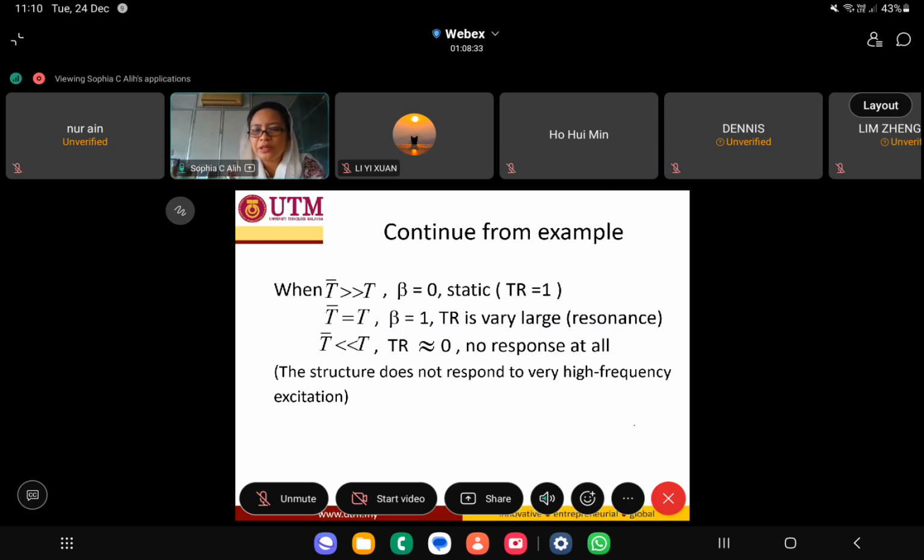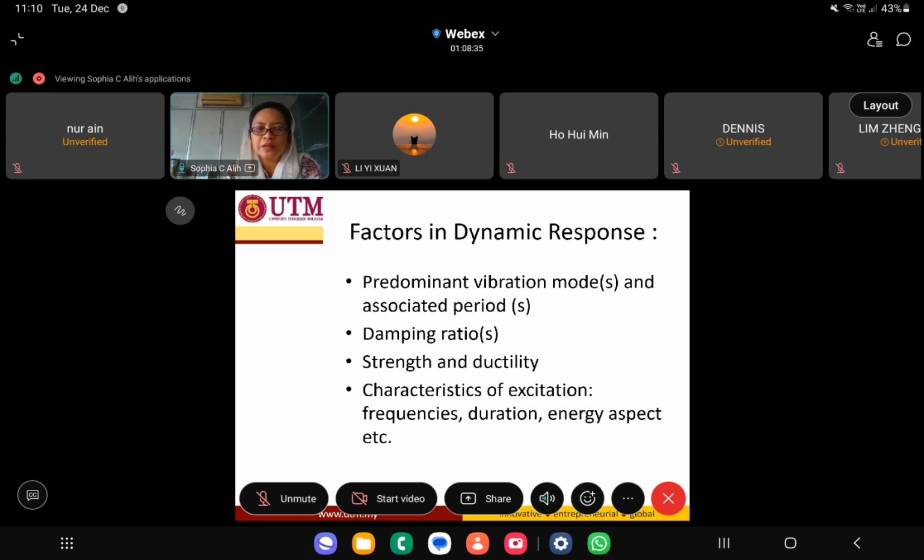Now this we already covered. In terms of the dynamic response that we mentioned to you before, the damping ratio matters. If you don't have damping or you have damping, then the dynamic response is going to change significantly. Also the frequency of the excitation, the duration, and also the strength and ductility. Now, where do strength and ductility matter over here? The ductility is from this curve.